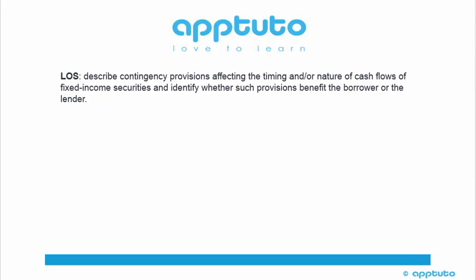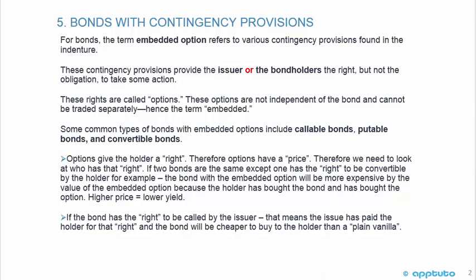This LOS is to describe contingency provisions affecting the timing and/or nature of cash flows of fixed income securities and identify whether such provisions benefit the borrower or the lender. Bonds with contingency provisions. For bonds, the term embedded option refers to various contingency provisions found in the indenture. These contingency provisions provide the issuer or the bondholders the right, but not the obligation, to take some action. These rights are called options.